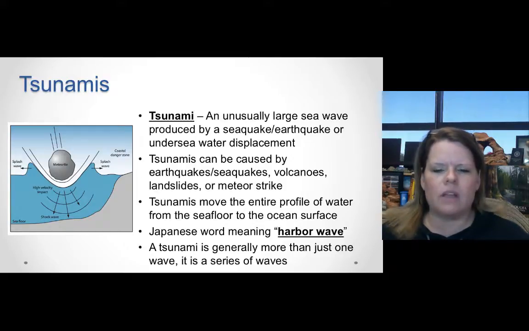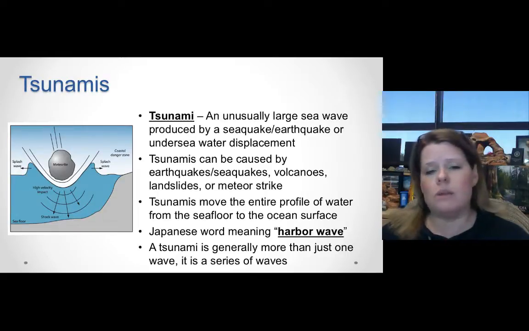And tsunamis can be caused by earthquakes, seaquakes, volcanoes, landslides, and meteor strikes. They move across the entire profile at the bottom of the ocean floor, meaning the seafloor, to the ocean surface. So it's one big moving wall of water.